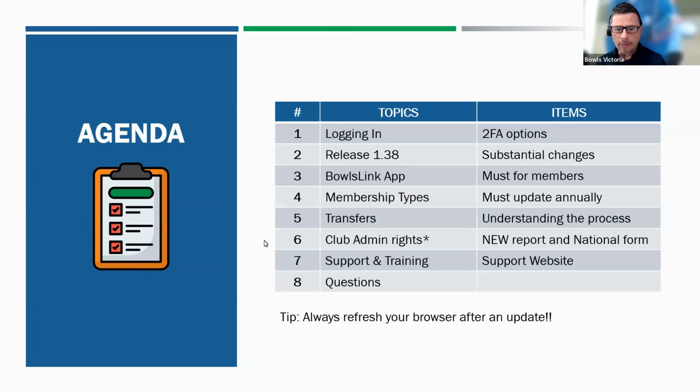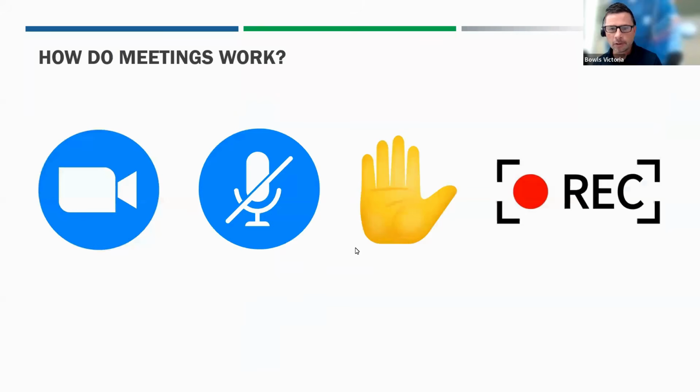Then we'll have a look at admin rights and how you can get a report of who has admin at your club and what's the process for putting a new one on or removing an existing one. And then I'll finish with where's the best spot to get some support and training, and then over to questions. But if you do have any questions, as I mentioned earlier, just use that raise hand. Sometimes it's best to ask that question when we're talking about a particular topic.